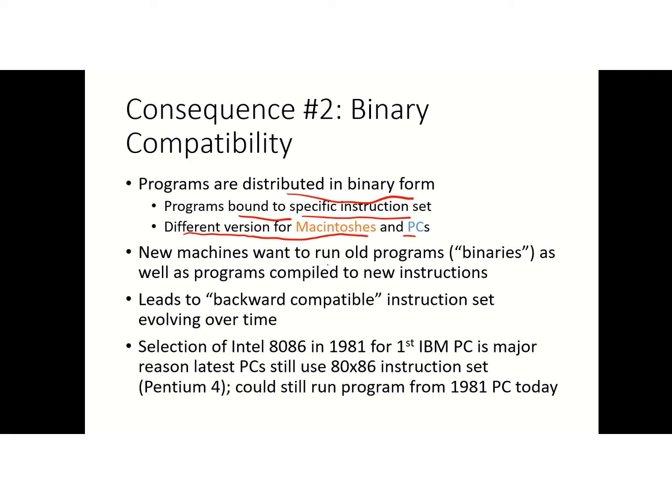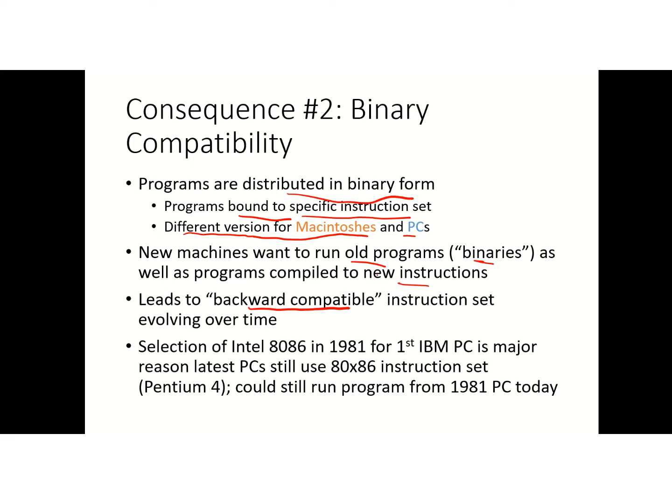So the new machine wants to run old programs, in this case the binaries, as well as the programs compiled to the new instructions. When we buy a new computer, we want it to be able to run the old programs as well as the newly compiled ones. For the new instructions it is not a problem, but the old programs lead to backward compatibility, because they need to be able to run the old programs.